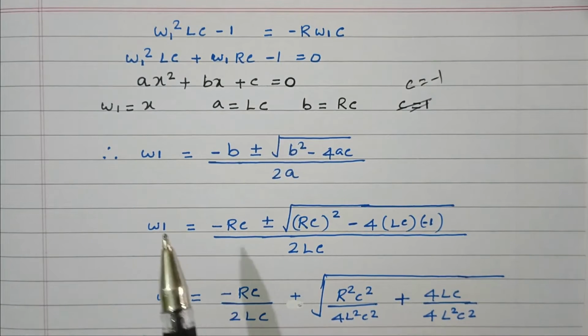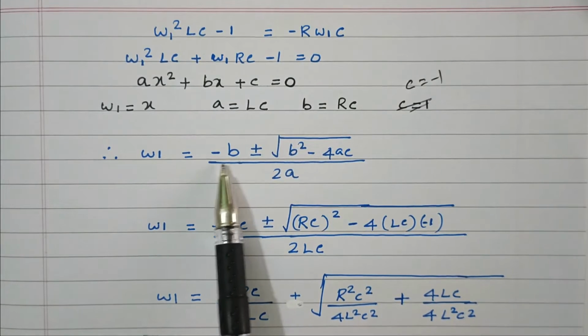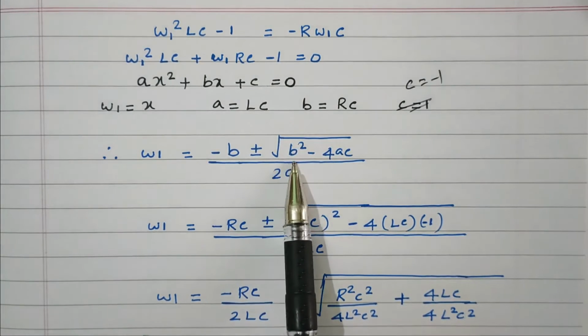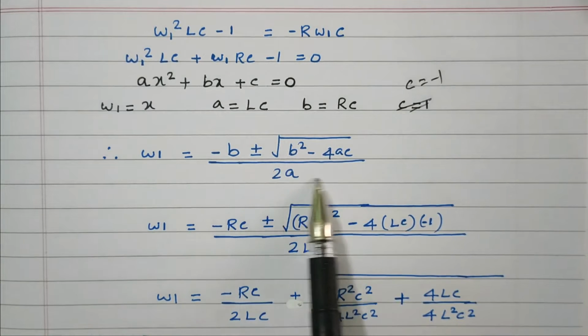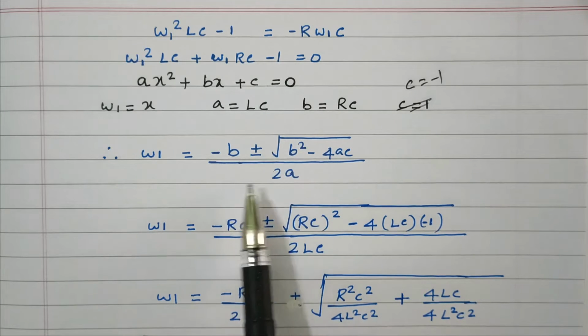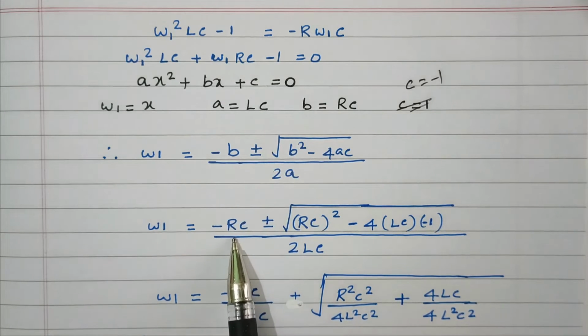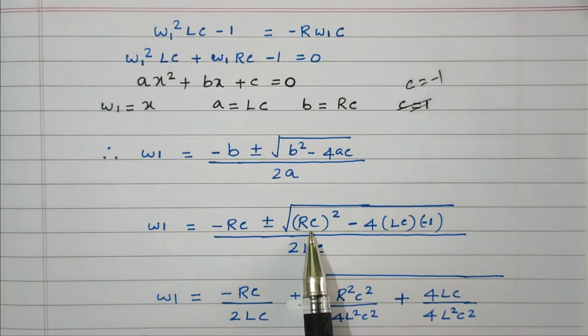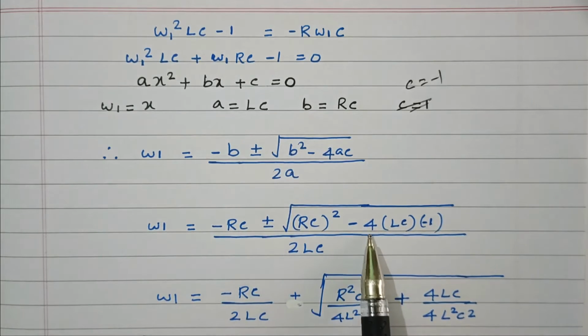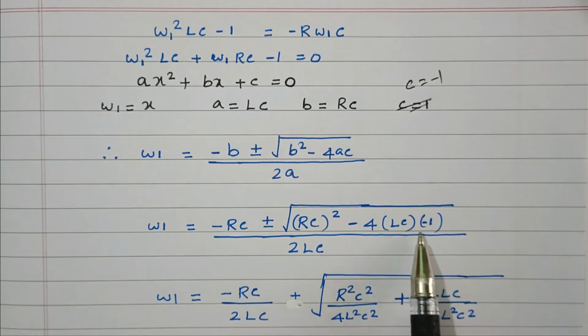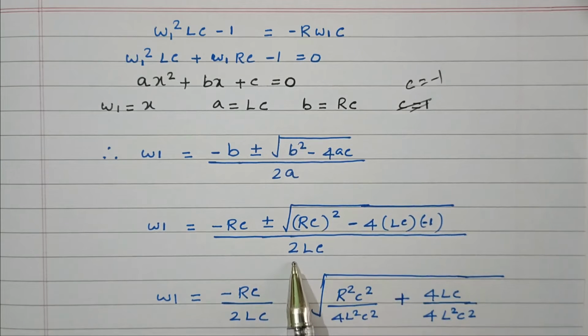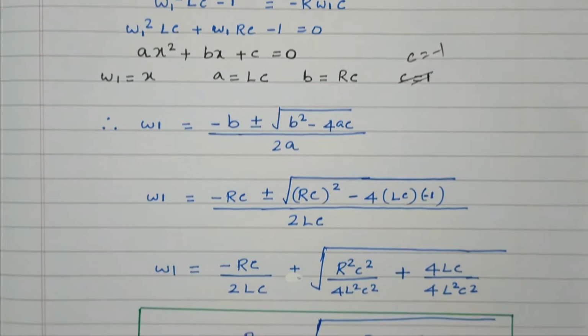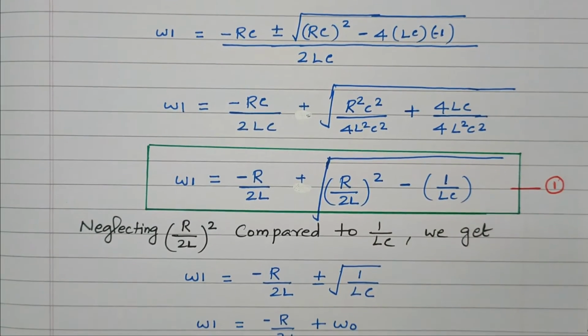Now how to find the root? The standard formula is available: minus b plus or minus square root of b square minus 4ac, divided by 2a. Now we can substitute all the values. b is RC, so minus b is minus RC, plus or minus square root of RC square minus 4 into a, where a is LC and c is minus 1, divided by 2a, which is 2 into LC. Now we'll split the terms.